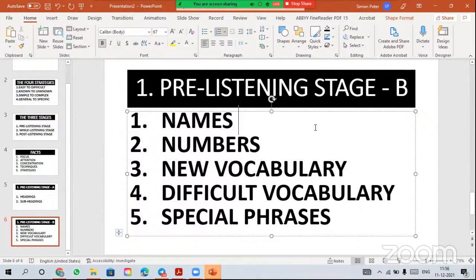Names will give you 50% of the answers. If you identify the names, you will get 50% of the answers. If you identify numbers, you will get 20% of the answers. New vocabulary, 10%.